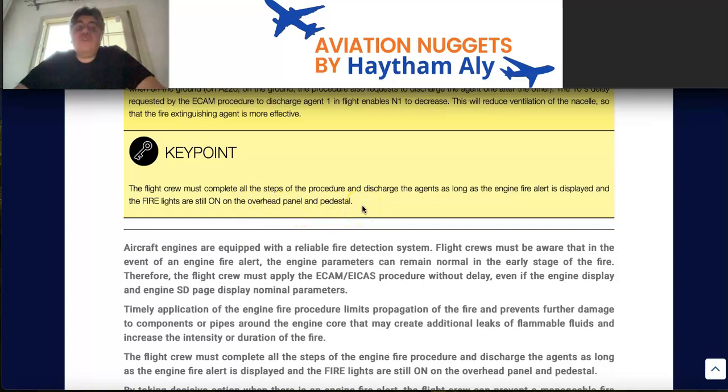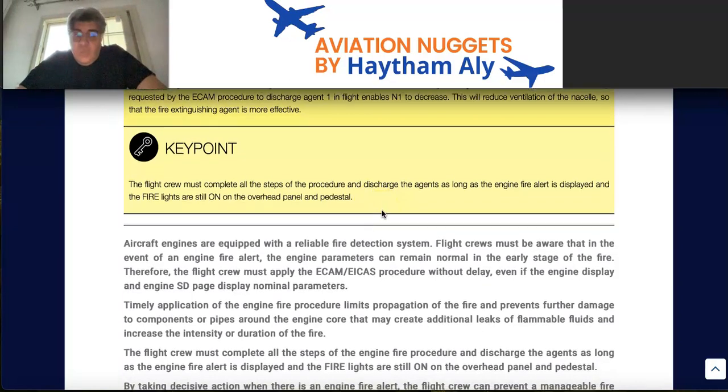So how can you confirm that the fire is extinguished? Maybe you release agent 1 in flight and you can see that the red light on the fire push button went out, the fire indication underneath the master lever goes out, and the engine fire procedure on the ECAM goes out. This is an indication that the fire is extinguished and you are now satisfied. And don't release the second agent in that case.